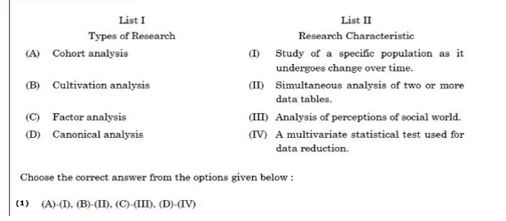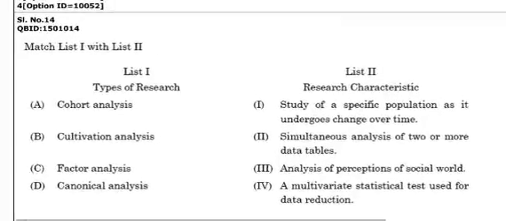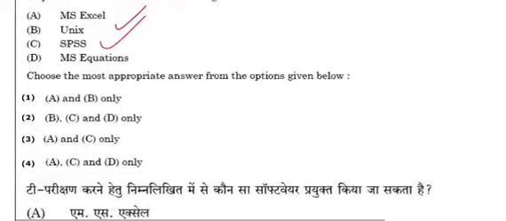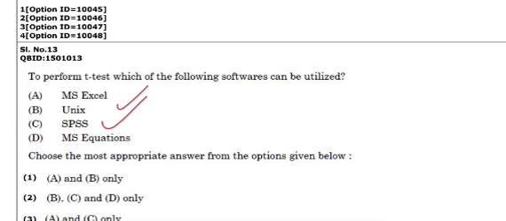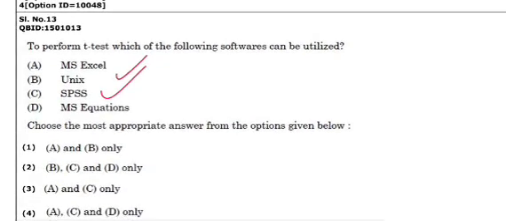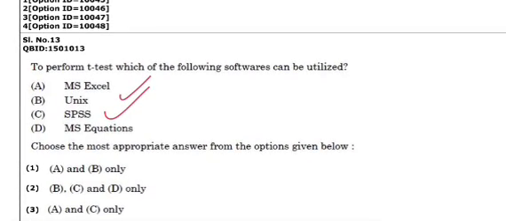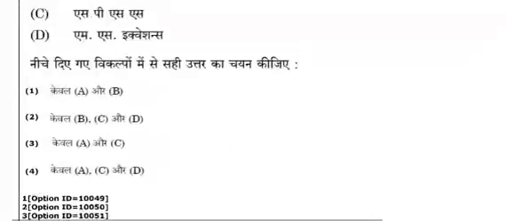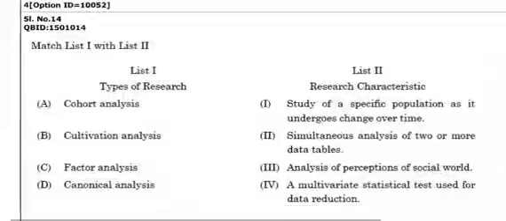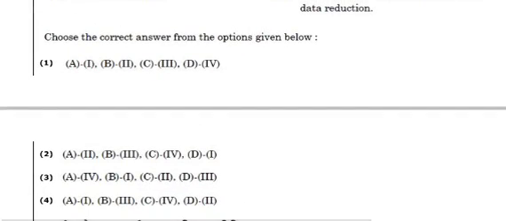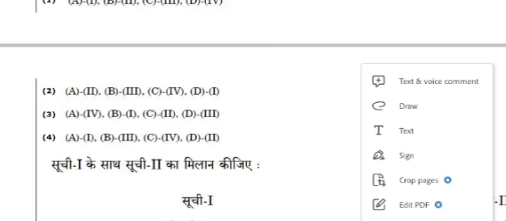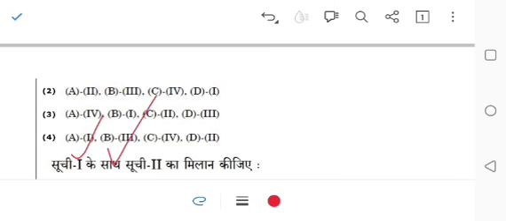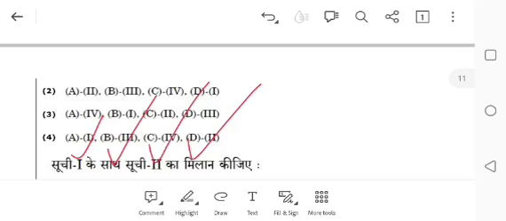Number 13, wait, 13 we have done. Now we have 14. What will be the correct answer? For 14, the correct answer will be, so these kind of options are given, you can check it out. D will be correct. A will be related to 1, then B3, C4, D2. 14 done.